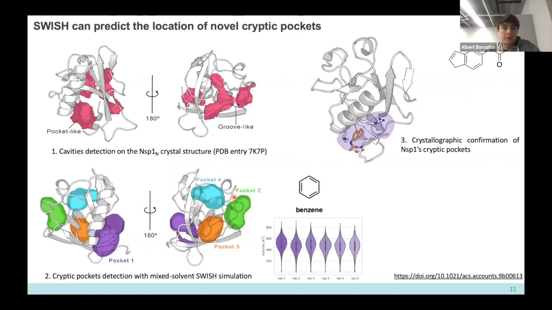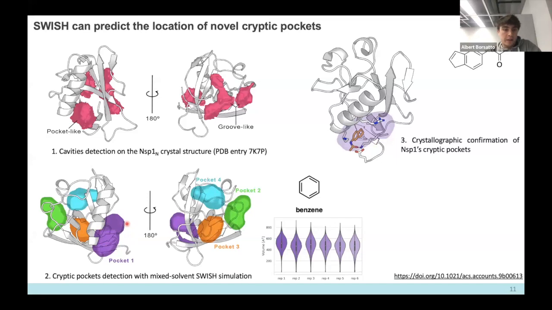So we started from a SARS-CoV-2 protein, this is NSP1, and we started from a crystal structure. And if you look at the crystal structure, we can't really identify anything that looks like a proper pocket or a binding pocket, but we can still identify some groove-like regions or pocket-like regions. So when we moved to our SWISH approach, we basically started from this crystal, and we simulated the protein with SWISH and by SMD and mixed solvent. And we looked for the opening of possible pockets along the simulation.